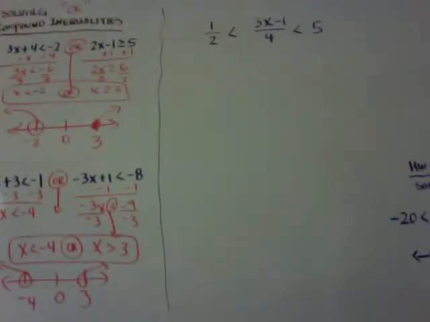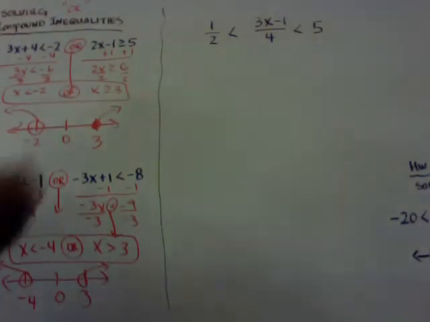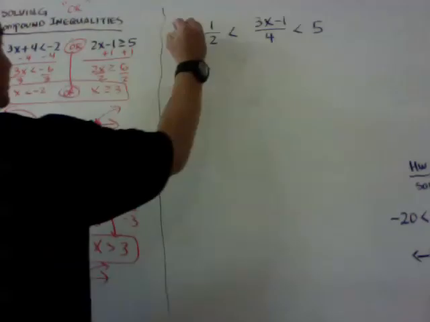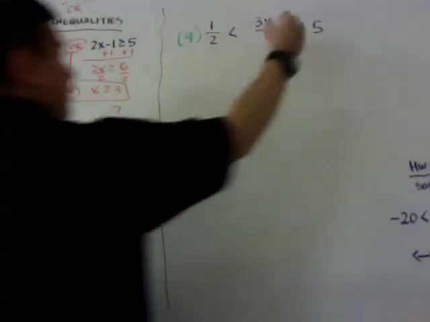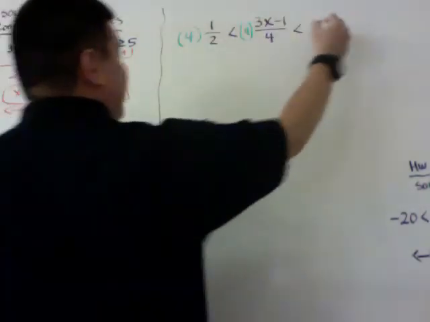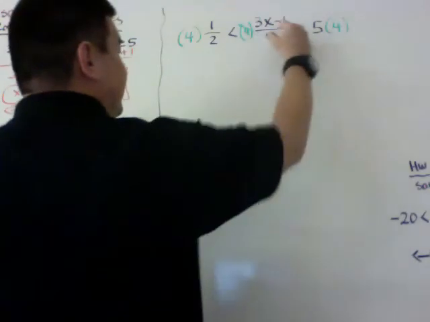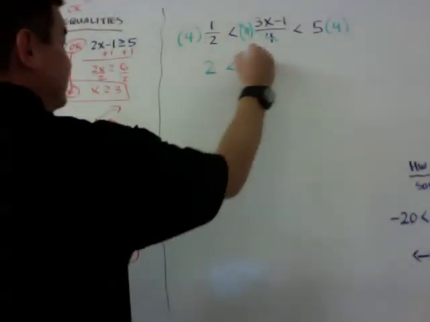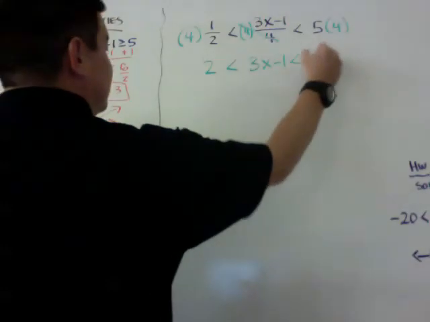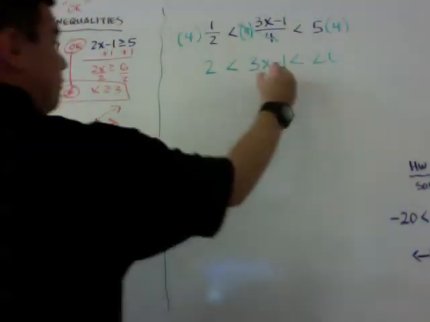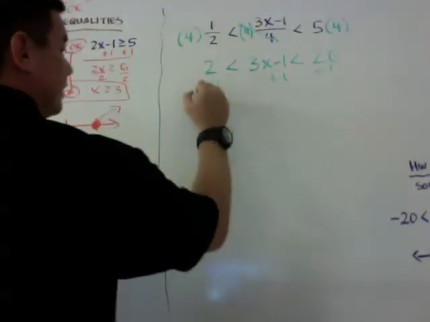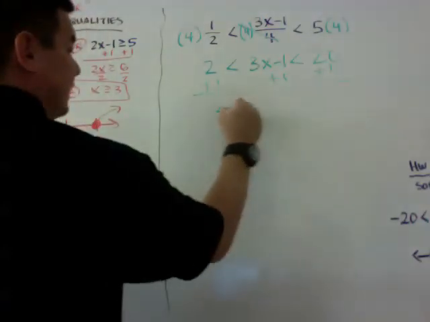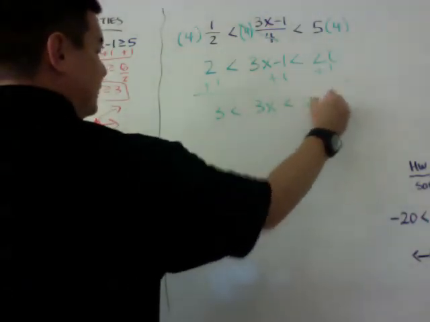What if I have something like this? What kind of problem is that? Is that an and or an or? Okay, you're right, it is an and problem, and so I can do it this way. I can multiply all of these by 4 to get rid of this denominator. Okay, so 4 times 1/2 becomes 2, less than 3x minus 1 less than 20. Okay. Plus 1 to all of them, and I get 3 less than 3x less than 21.